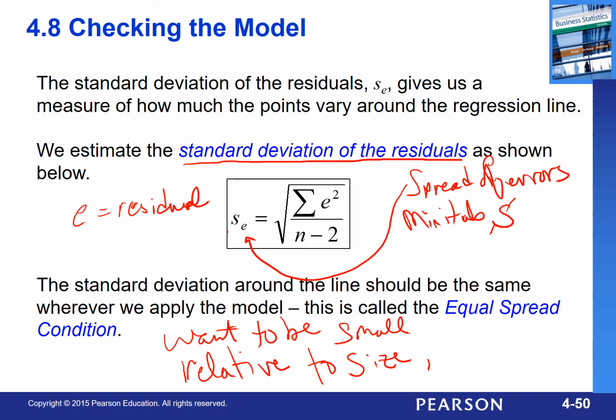So as you look at this, I'm hoping you notice that it's literally a standard deviation. There's the square root, there's the square, and there's the averaging across things. Remember, e is your residual.